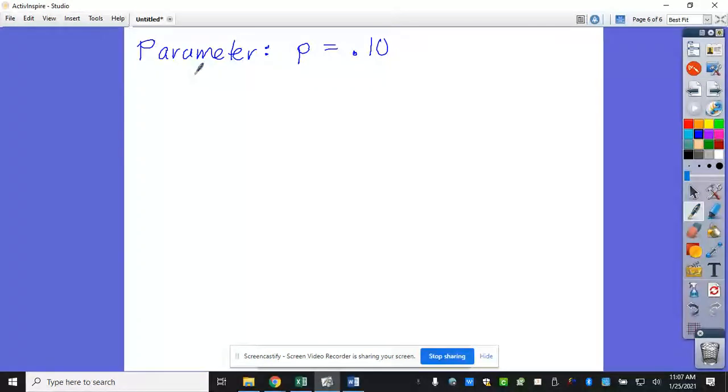So that's the next thing. And then under that, statistic. What symbol? p hat equals 0.08. And I don't care if it's a proportion or a decimal or a percent. Writing 8% is fine.